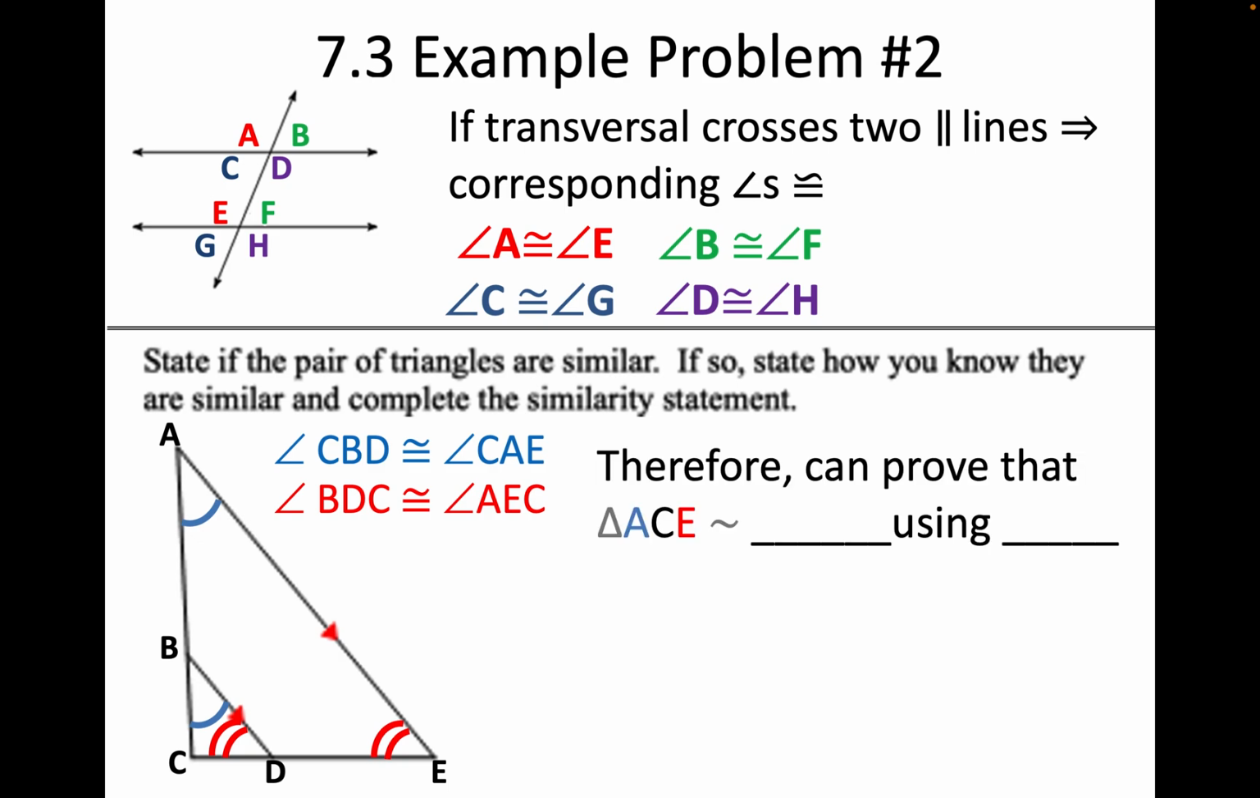Therefore, we can prove that triangle ACE is similar to triangle BCD. And again, notice that I'm matching up spots. So point A was in blue in the big triangle. So point B is in blue in the little triangle. They're in corresponding spots. Just like C is in the same spot for both. It's the same angle for both. And then that leaves D and E in red in the corresponding spots. And we know that these two triangles are similar using angle-angle similarity.